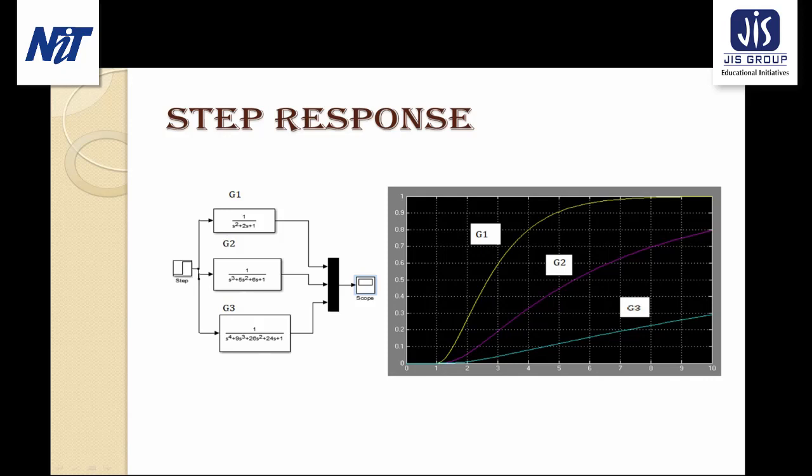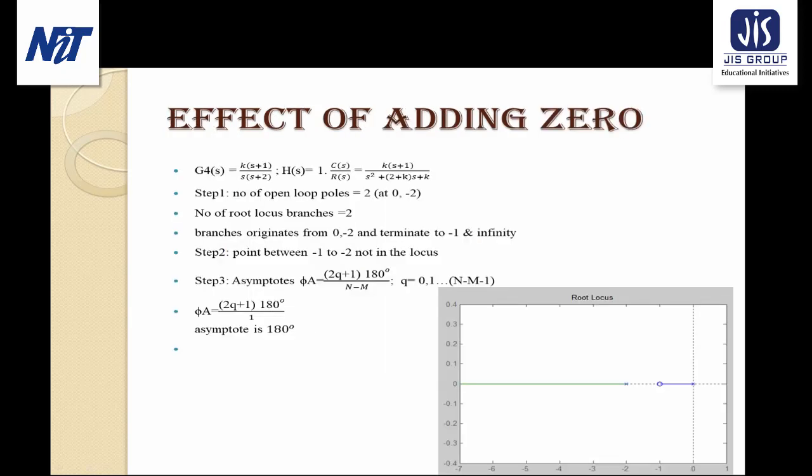So here we can see this one is the most stable, whereas the response becomes sluggish when we increase the number of poles in the system. So the response of G1 is much faster than the response of G2, and that is also faster than the response of G3. The rise time of the first one is less than the second one, that is also less than the third one. Next, we are adding a zero to the system.